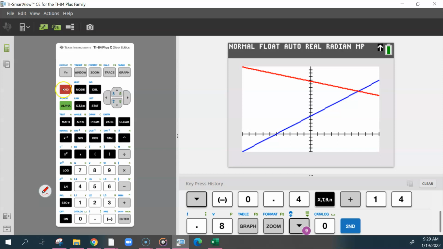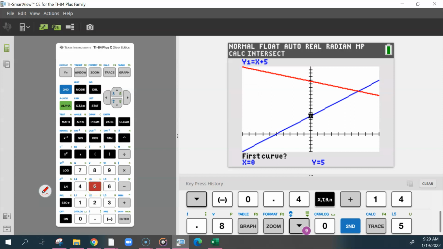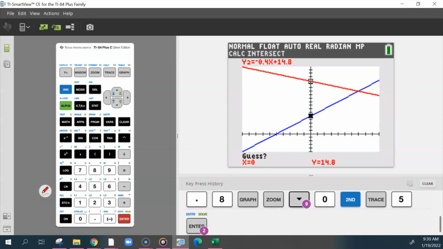Go to second trace. And what are we looking for? Enter. Number 5. And then you're going to hit enter 3 times. So if you're using your calculator, what you would do is write down this ordered pair, 7, 12.